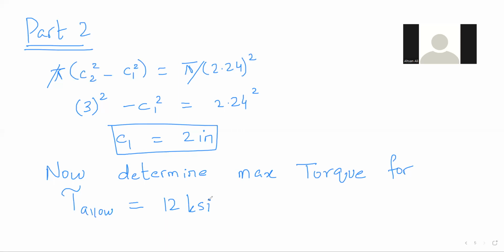Okay, thank you. His question is why we have C2 power 2. The answer is because if I have a hollow circular shape and I ask you to give me this area, how would you find it? Pi r2 square minus pi r1 square, right?